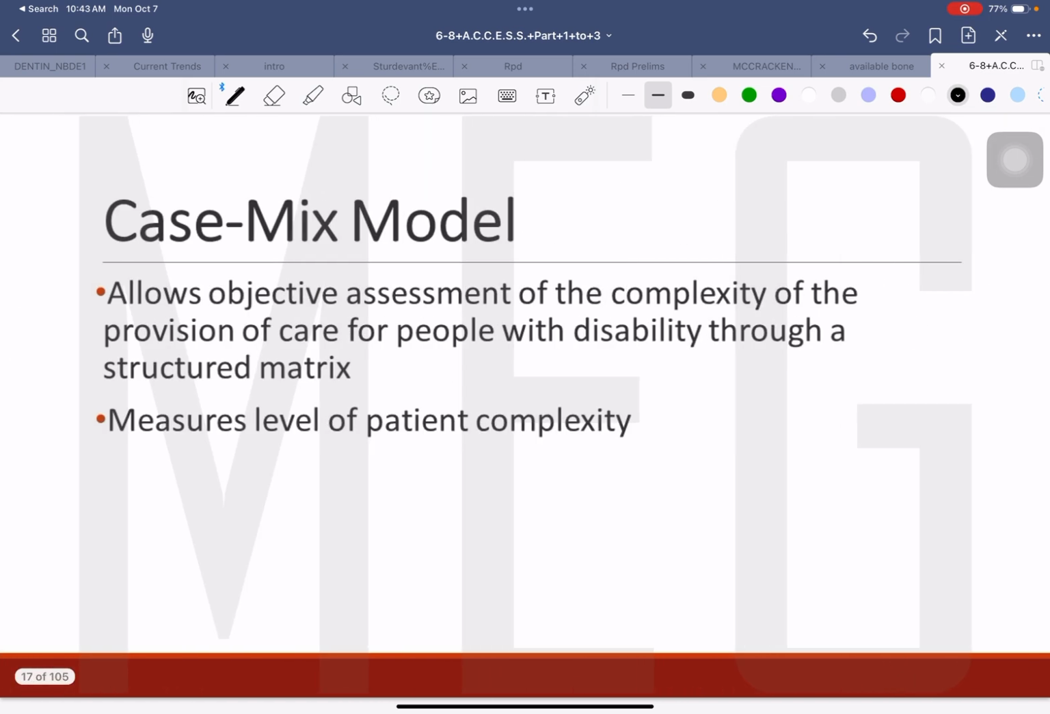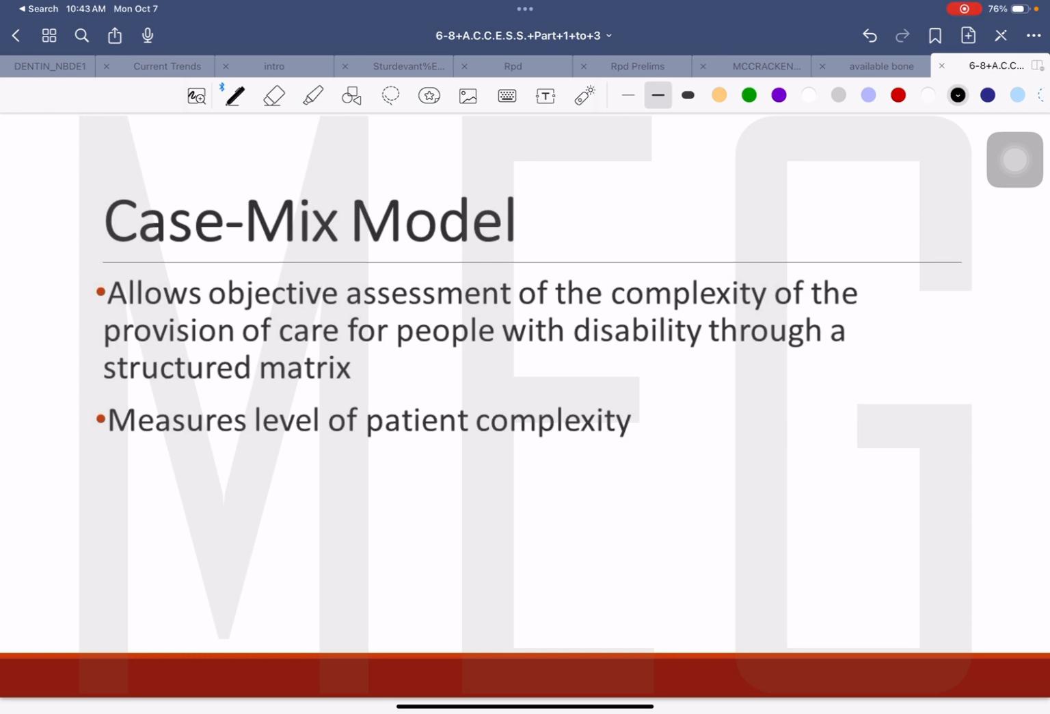They had what we call the case mix model. This allows objective assessment of the complexity of the provision of care for people with disability through a structured matrix. So this will measure the complexity of the patient. For example, in this case, the case mix model criteria, the first is the ability of the patient to communicate.